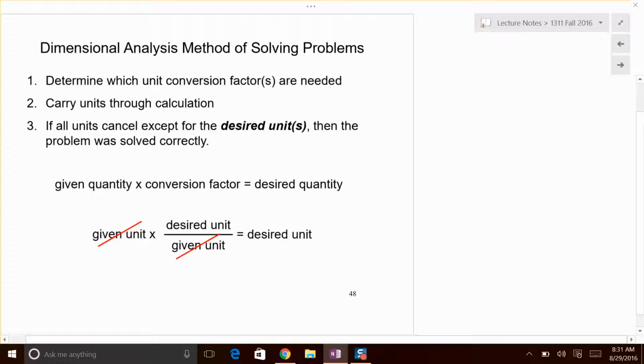In chemistry, we're going to do a lot of dimensional analysis. That dimensional analysis allows us to determine whether we're doing the calculations correctly and setting everything up correctly. There's a very simple method to follow when we're doing this type of calculation or conversion.